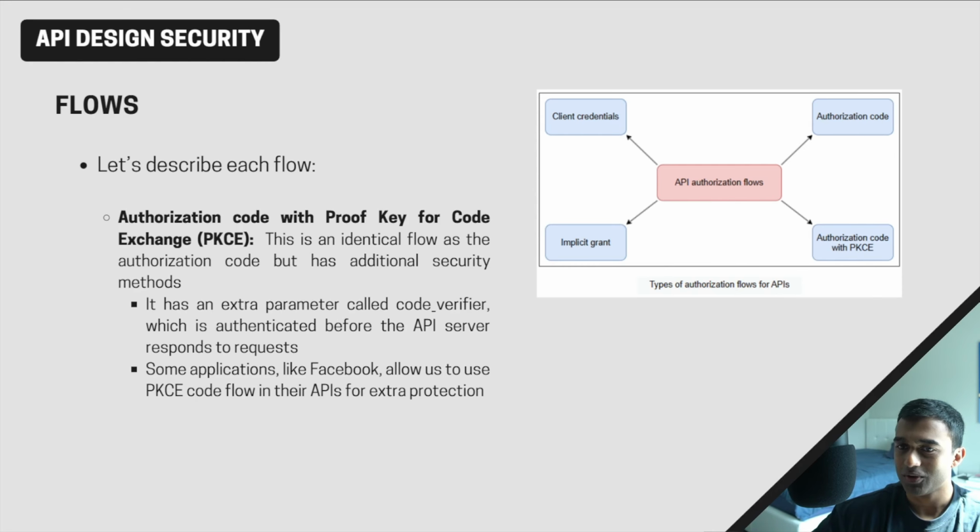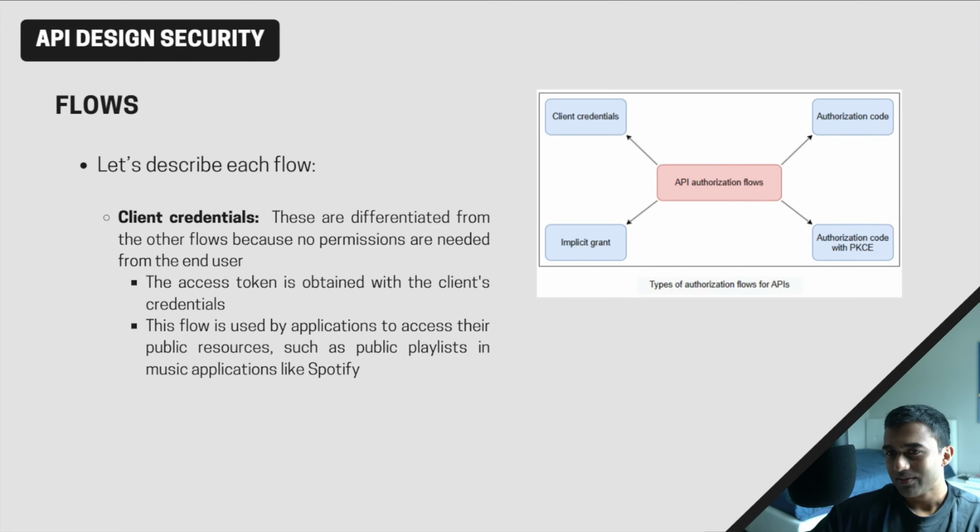Then we have authorization code with proof key for code exchange, or PKCE. This is an identical flow as the authorization code, but it has additional security methods. It has an extra parameter called code verifier, which is authenticated before the API server responds to requests. Some applications like Facebook allow us to use PKCE code flow in their APIs for extra protection. Then we have client credentials. These are differentiated from the other flows because no permissions are needed from the end user.